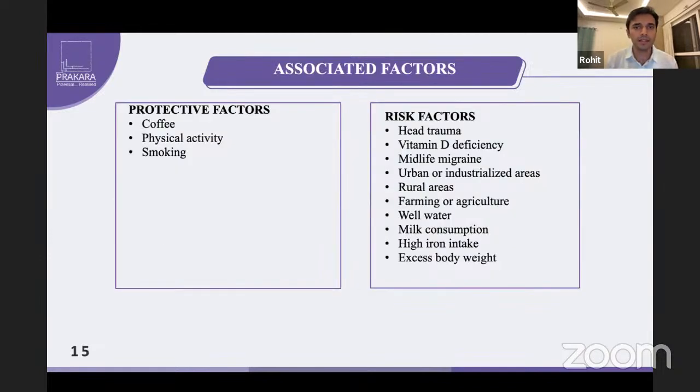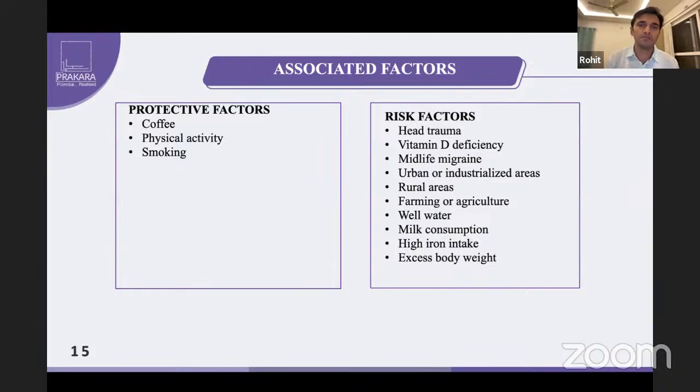So let us discuss certain associated factors. These are not causative, but they can be associated with Parkinson disease. The protective factors that have been found to prevent the development, or are probably less associated with Parkinson disease patients, are caffeine consumption. A moderate amount of caffeine consumption has been found to be slightly protective against development of Parkinson disease. And patients who are physically active, in them the incidence of Parkinson disease seems to be less.